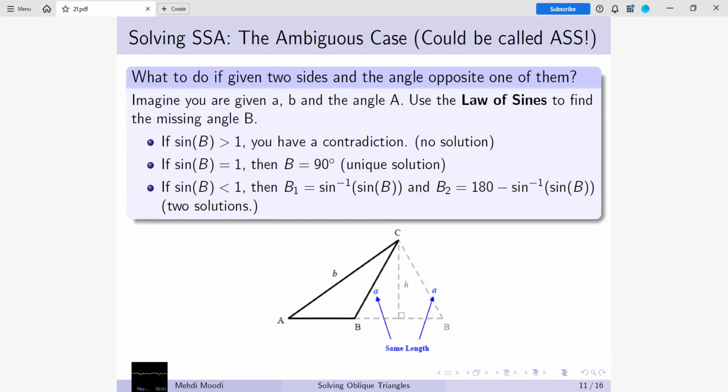It's very easy to remember which case is ambiguous, because it's SSA. And yes, when you flip it, it spells ASS. That's not just a coincidence. This case is the troublemaker of triangle land.